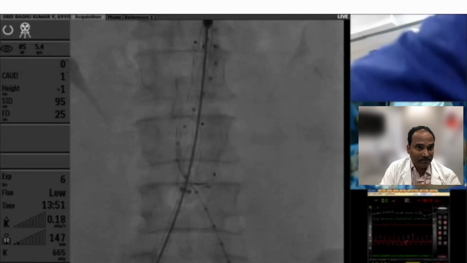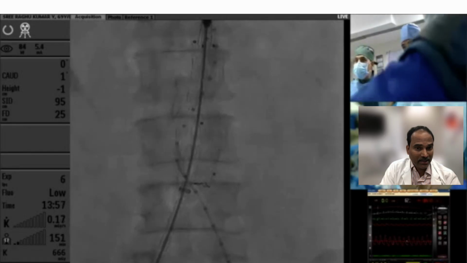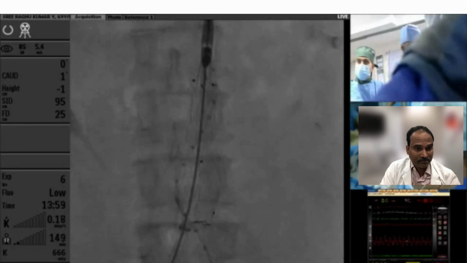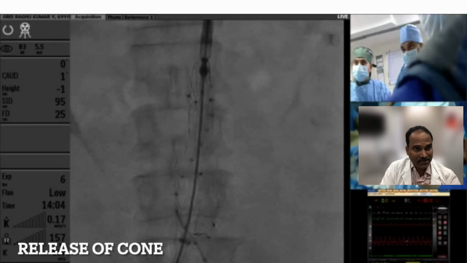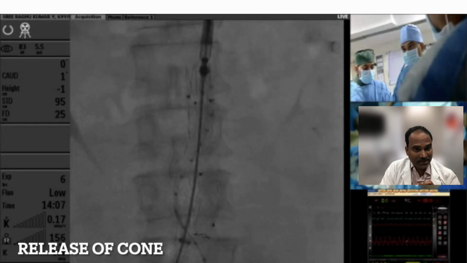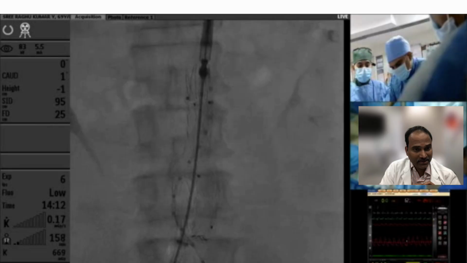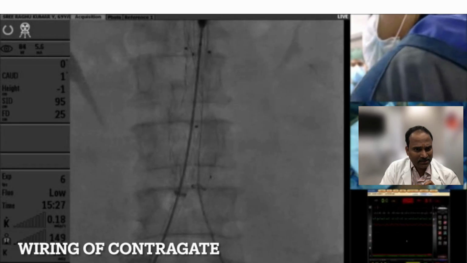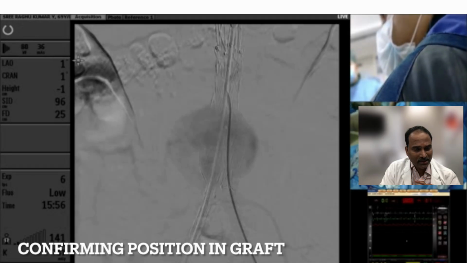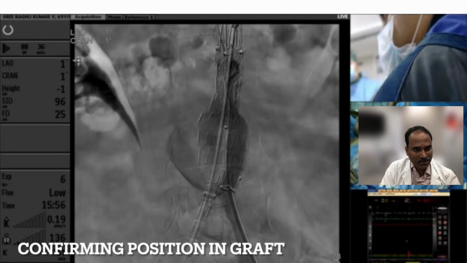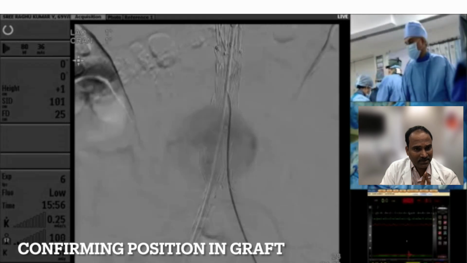And now we released the nose cone, followed by rewiring of the contragate. So this is the nose cone release, and then we removed the pigtail, and then we rewired the contragate with a JR catheter. So this is the JR catheter with the Thermo wire, and we checked in both views as well as with contrast to confirm the position inside the stent graft.